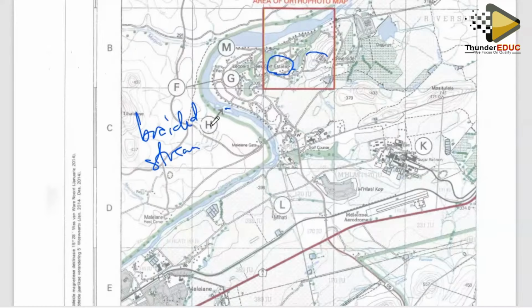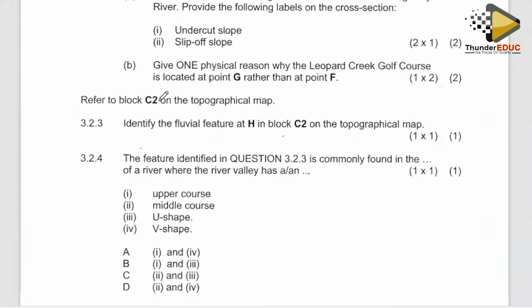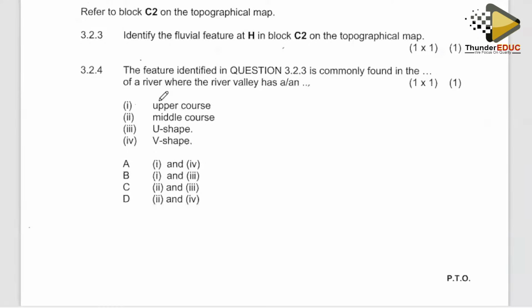Right. The next question is saying, the feature identified in question 3.2.3 is commonly found in the dash of a river, where the river valley is a dash valley. Right, it's found in the middle course, and the river has a U shape. Item 1 and item 3, which is the correct response, is response B. Right, sorry, it's not response B, it's 2 and 3, which is response C.